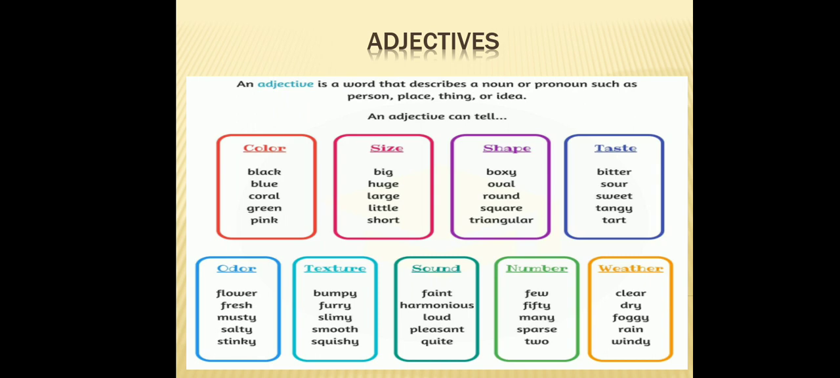An adjective can tell us the color: black, blue, coral; size: big, huge, large; shape: boxy, oval, round; taste: bitter, sour, sweet; odor: floral, fresh, musty; texture: bumpy, furry, slimy; sound: faint, harmonious, loud; number: few, 50, many; weather: clear, dry, foggy, rainy, windy.